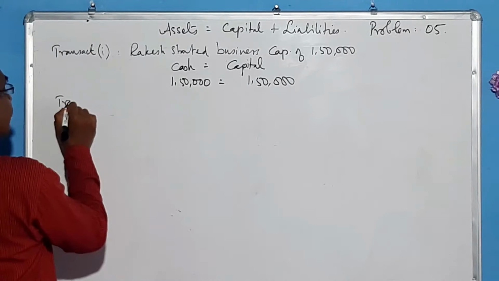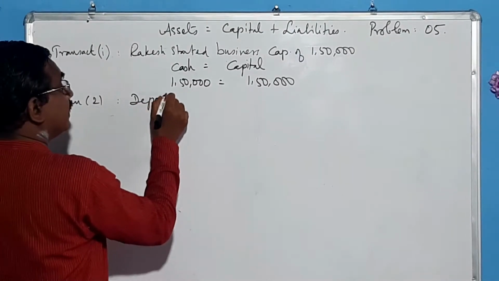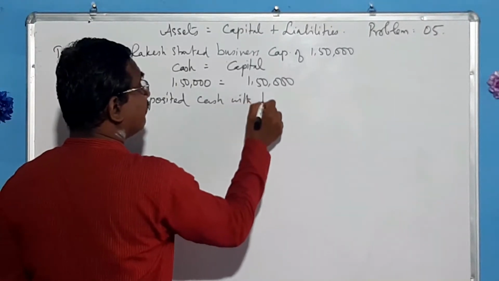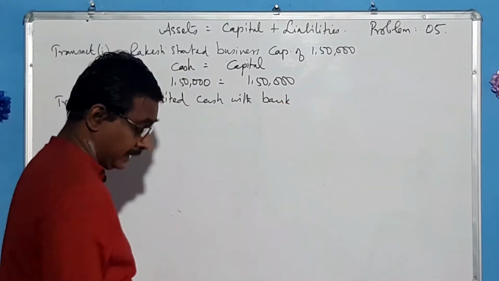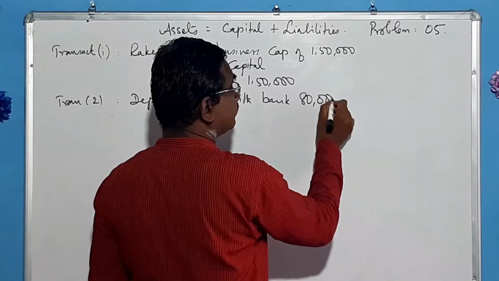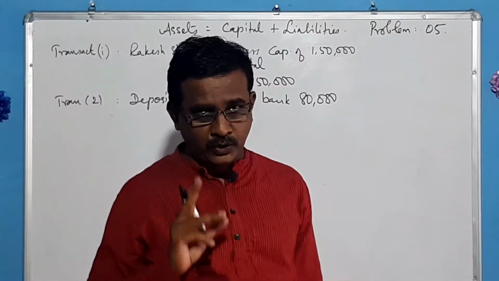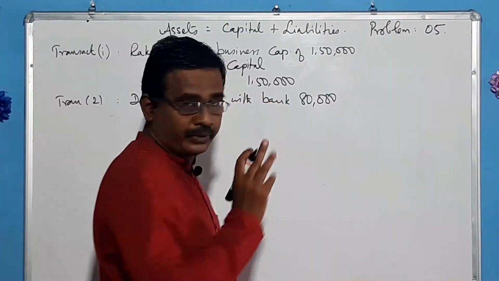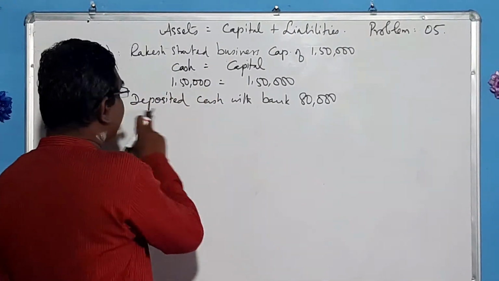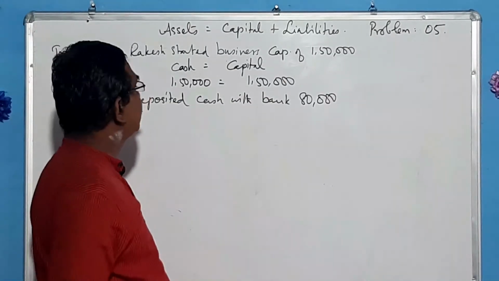Write the transaction first. Deposited cash with bank, 80,000. My dear students, the only thing which you have to understand in this accounting equation is the transaction. Deposited cash with bank, 80,000.